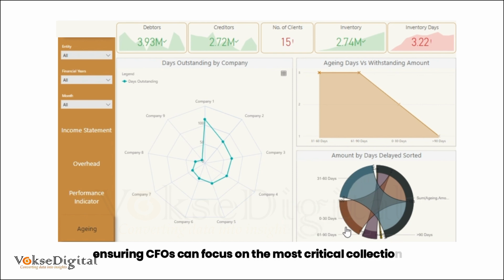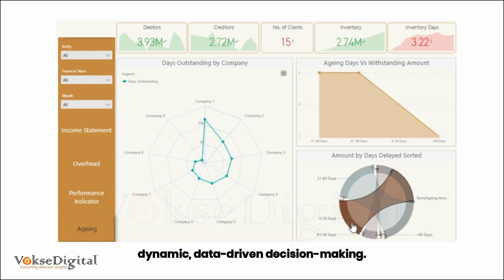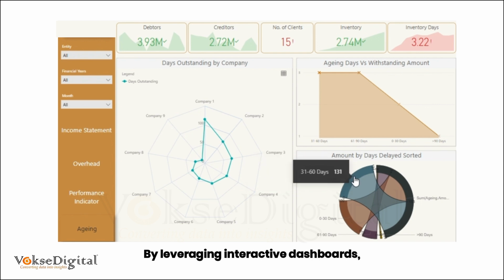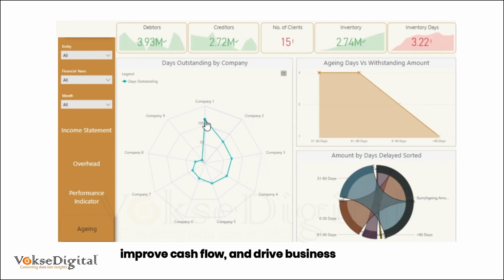most critical collections. With Power BI, financial reporting is no longer about static spreadsheets. It's about dynamic, data-driven decision-making. By leveraging interactive dashboards, CFOs can minimize risks, improve cash flow, and drive business growth.